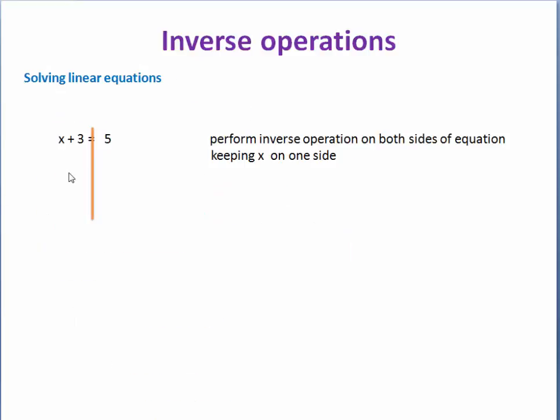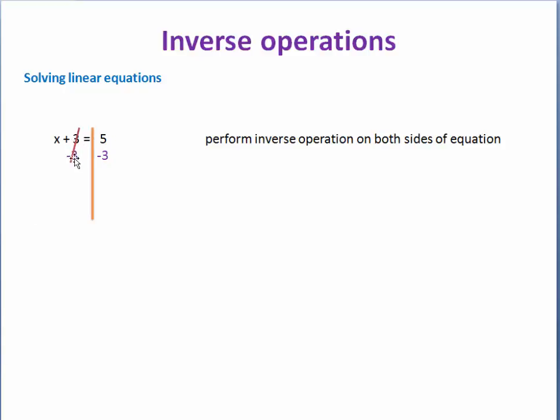So we're going to solve this linear equation, x plus 3 equals 5. We're going to undo this plus 3 first, so minus 3. Remember to perform the operations on both sides of the equation. When we do that, the plus 3 and the minus 3 cancel each other out. And we've still got this 5 minus 3. So the minus 3 cancels out the plus 3 on the x plus 3, so we're left with x. And 5 minus 3 is 2. x equals 2.